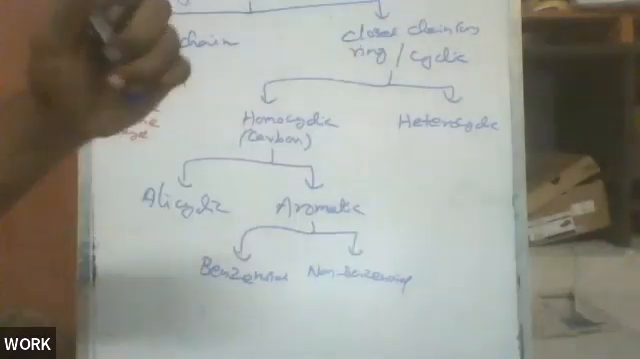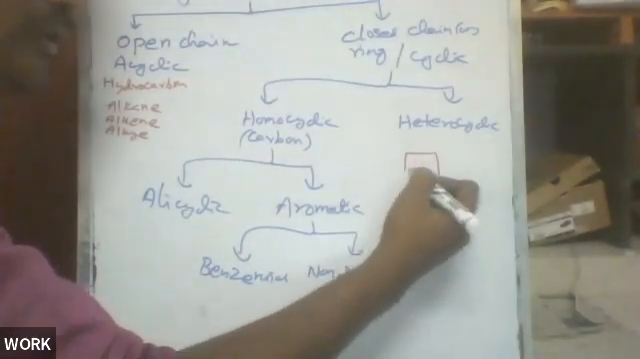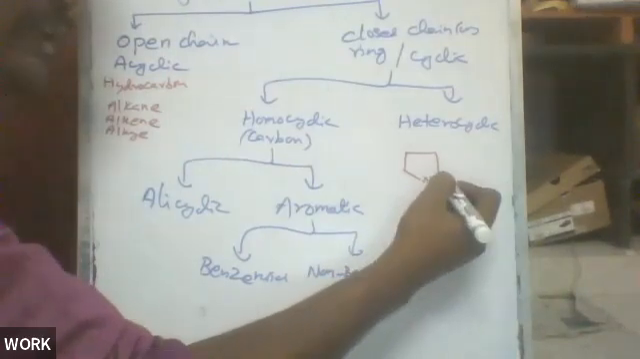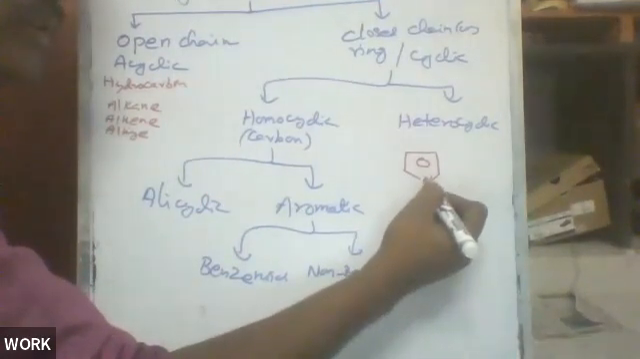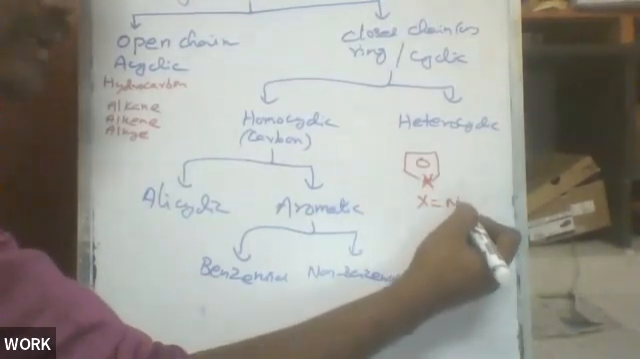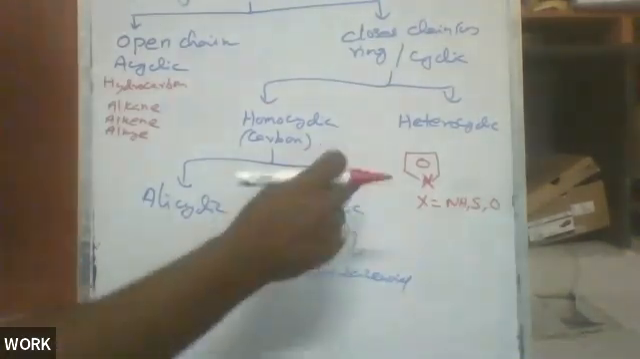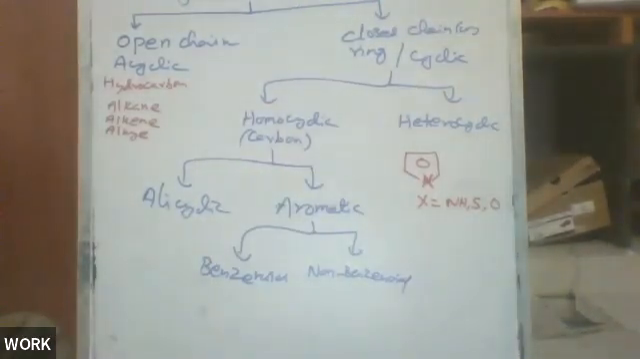Closed and ring means homocyclic, heterocyclic. Heterocyclic means the cycle which will contain the hetero atom. So you can have the X. X may be nitrogen, NH, or S or O. So in the cyclic form, you are introducing one hetero atom other than carbon. That's why we are saying it as heterocyclic compounds.